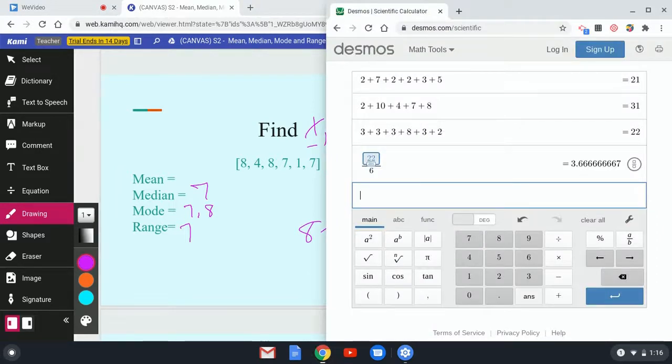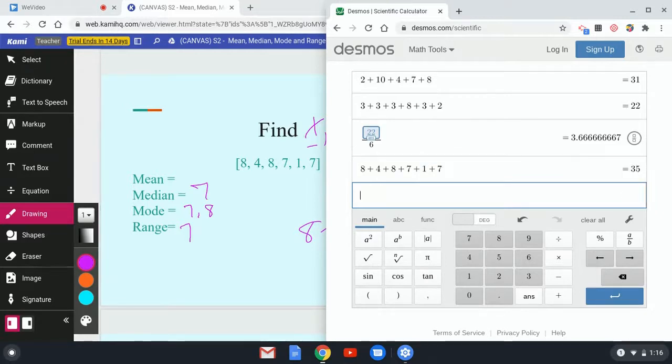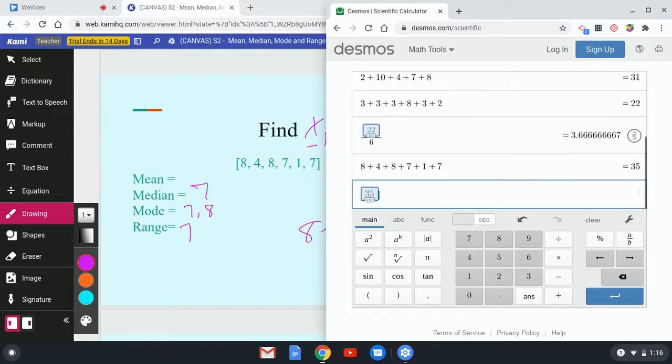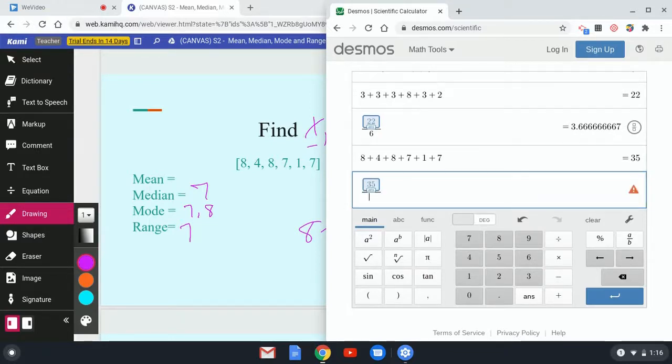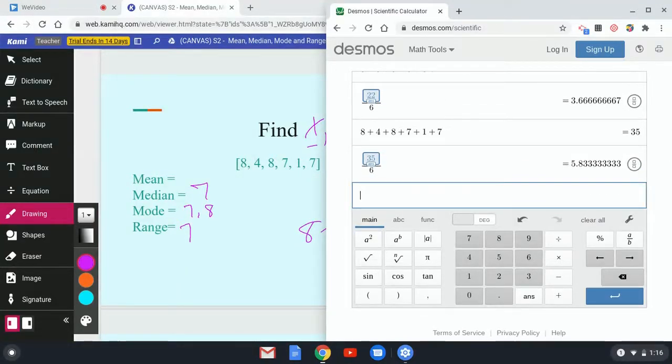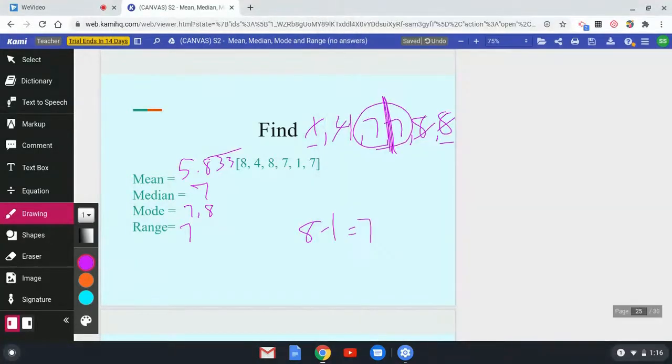So we add and divide for the mean. Add them all up. 8 plus 4 plus 8 plus 7 plus 1 plus 7. So I have 35. How many numbers were in my data set? 6. So I take my sum and divide by 6. And I get 5.833 repeating forever and ever.